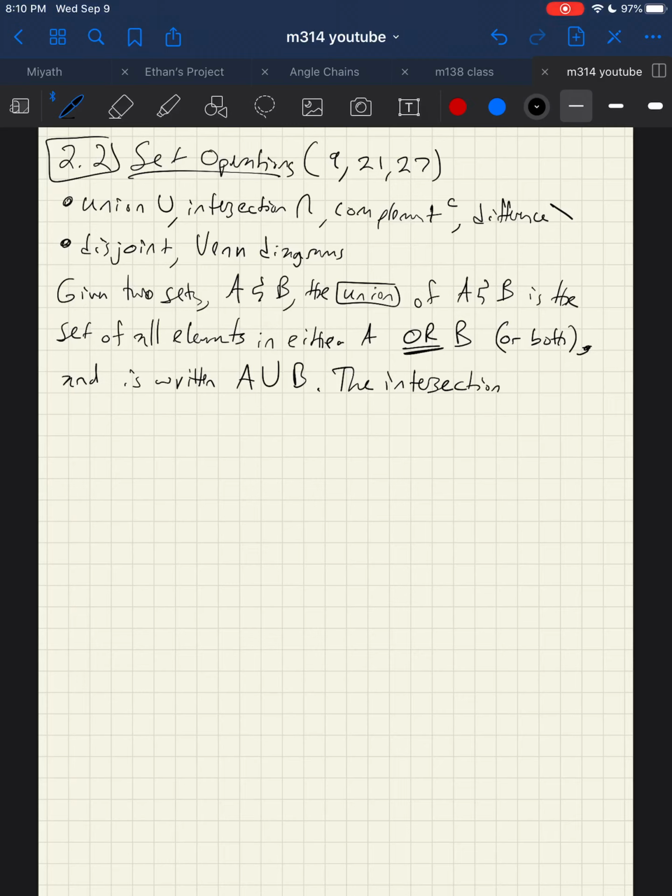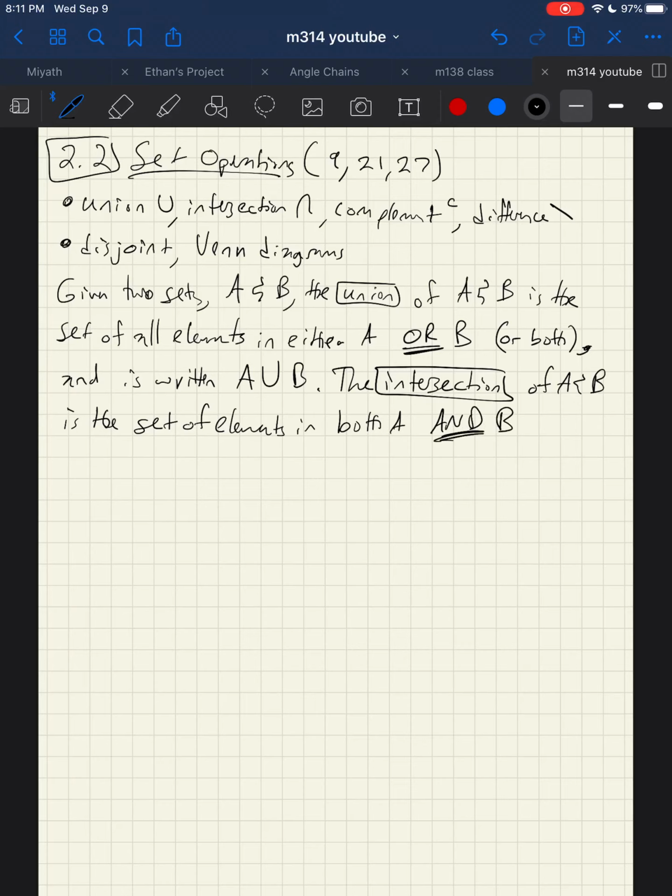The intersection of A and B is the set of elements in both A and B, and is written A intersect B. Okay?